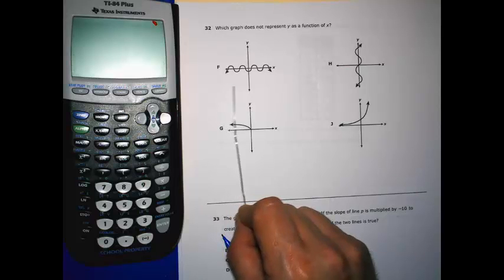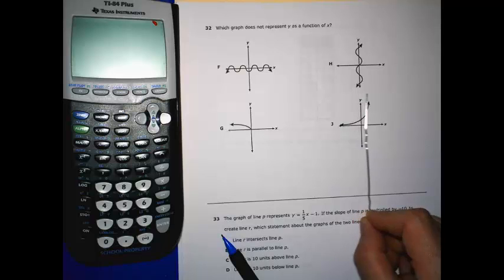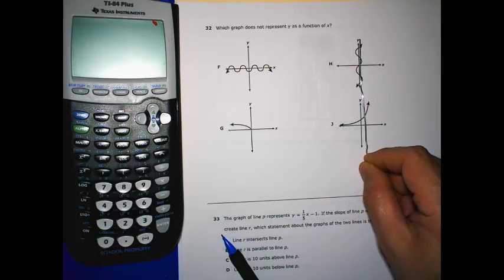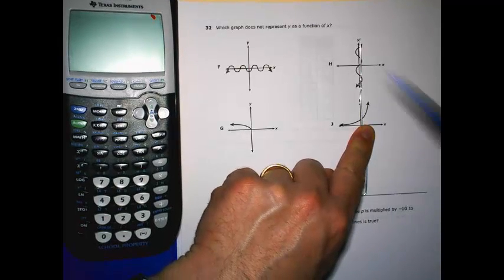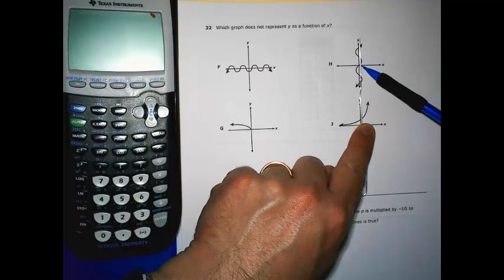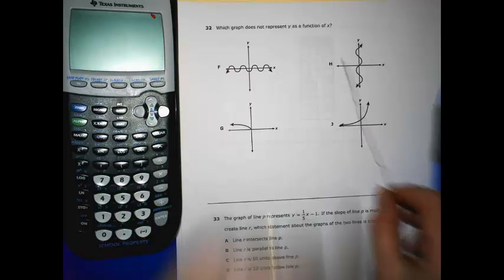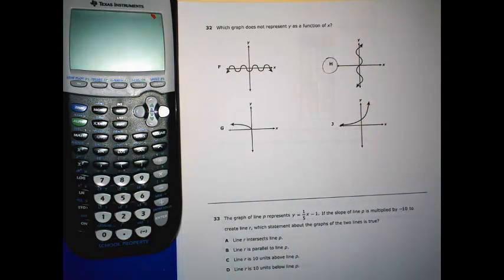If you notice here, letter G is also a function. Letter J, also a function. But letter H, right there, you can see that I'm touching multiple points on the line. For example, I'm touching 1, 2, 3, 4, 5 at a time at that particular point. So we know that the one that does not represent a function would be letter H.